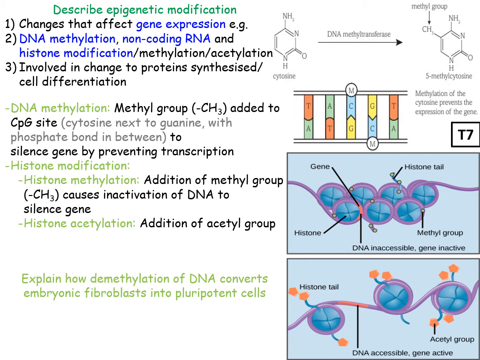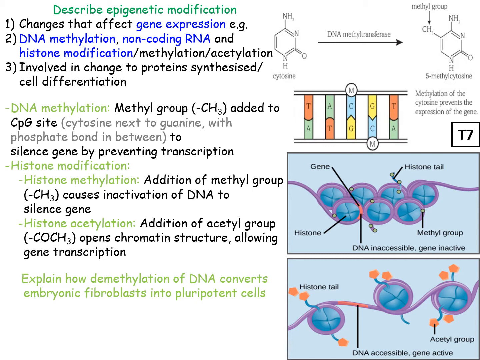So both types of methylation, DNA and histone methylation, cause inactivation of the DNA and silence the gene to prevent transcription. However, histone acetylation is the addition of an acetyl group, which is COCH3, and that opens the chromatin structure, which allows gene transcription. So in other words, you're enabling the RNA polymerase to have access to the DNA so that gene transcription can occur.